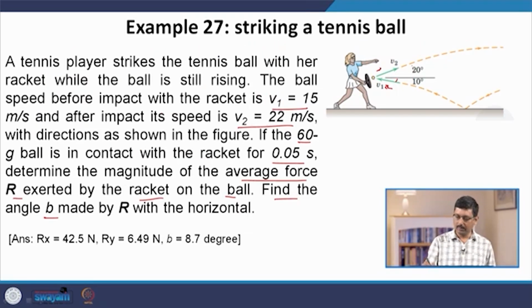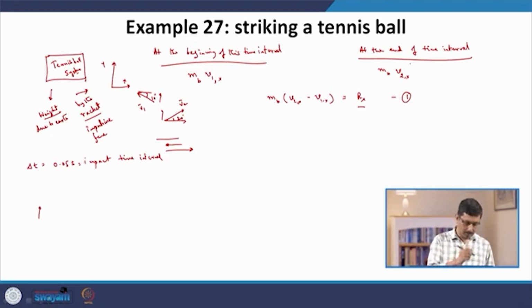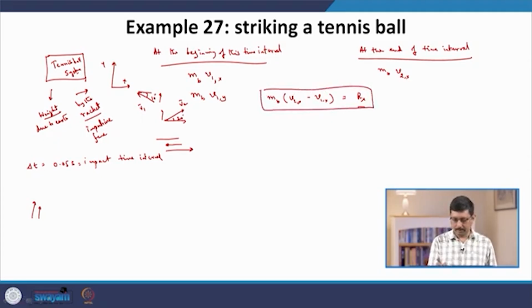So, look at the picture. After the collision, the ball is still rising with a different speed in the y component. So, there is a difference. There is a change in momentum in the y direction as well. Before the collision, at the beginning of the time interval, the momentum in the y direction is this much, and at the end of the time interval, the momentum is this.